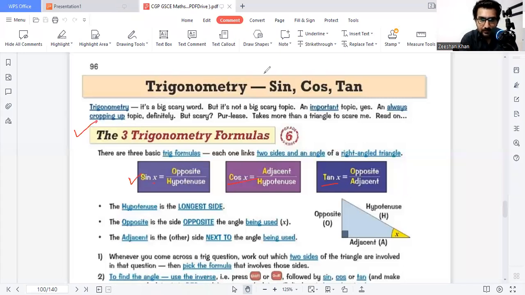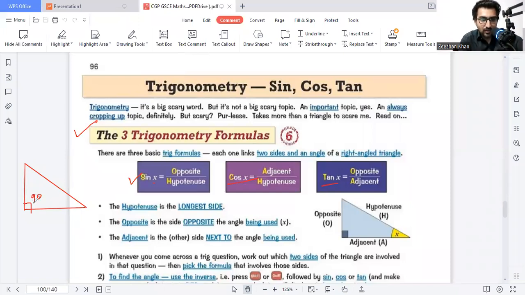So first of all, I will draw a triangle here. This is a right angle triangle, which I have explained in the previous lesson. It means a triangle which has a 90-degree angle. You can see over here, this is the 90-degree angle, so we call this a right angle triangle.